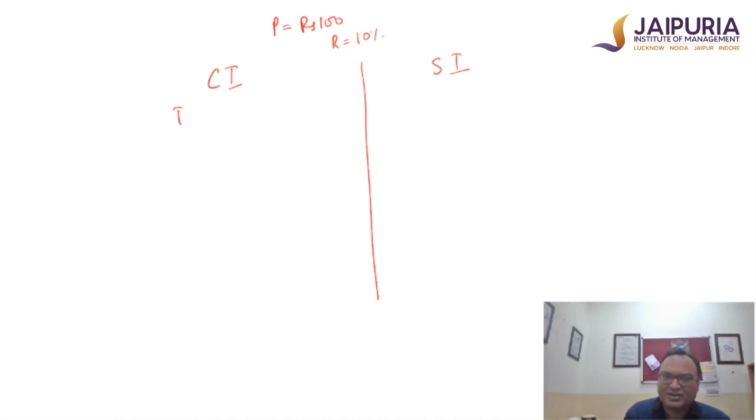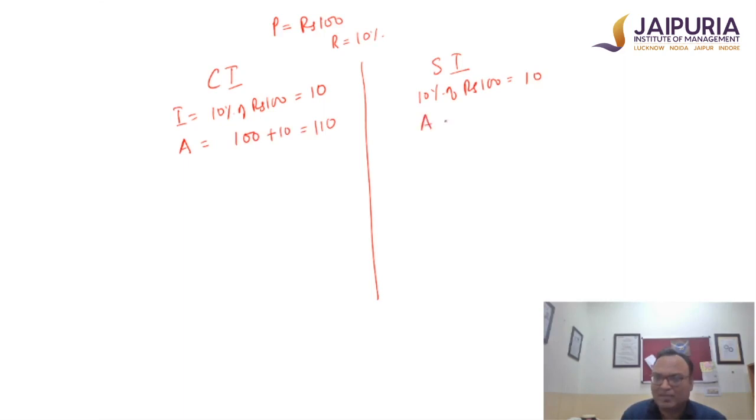What is the interest for the first year? The interest is simple, 10% of rupees 100, which is 10 rupees. In this case also, 10% of rupees 100, the interest is 10 rupees. So after 1 year, the future value by compound interest will be principal 100 rupees plus 10 rupees interest, which is 110 rupees. In case of simple interest also the same logic applies: the original principal was 100 rupees plus the interest of 10 rupees makes 110. However, this is the first year.